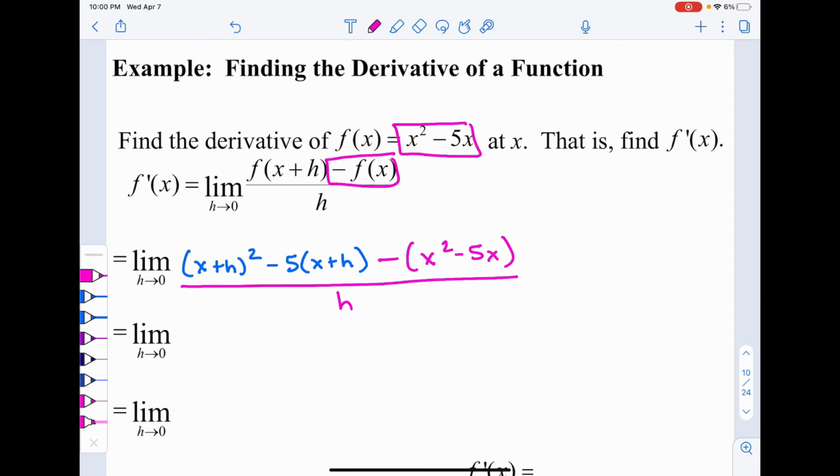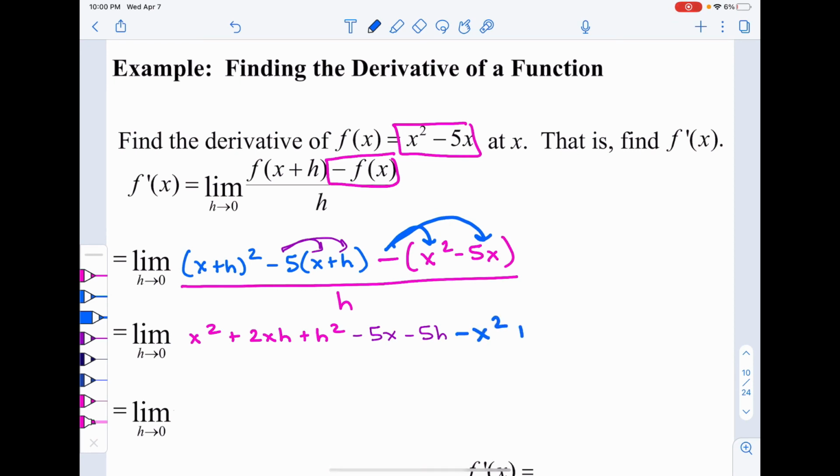So now let's clean up this ugly mess. We got a bunch of squares going on here. This beginning piece, x plus h squared, square that out: we have an x squared plus 2xh plus an h squared. That was the first piece. If I distribute out that minus 5, we'd have a minus 5x and a minus 5h. And then I need to subtract this other piece here. So we're going to subtract an x squared and minus a negative, plus a 5x. And all that ugly mess is being divided by h.